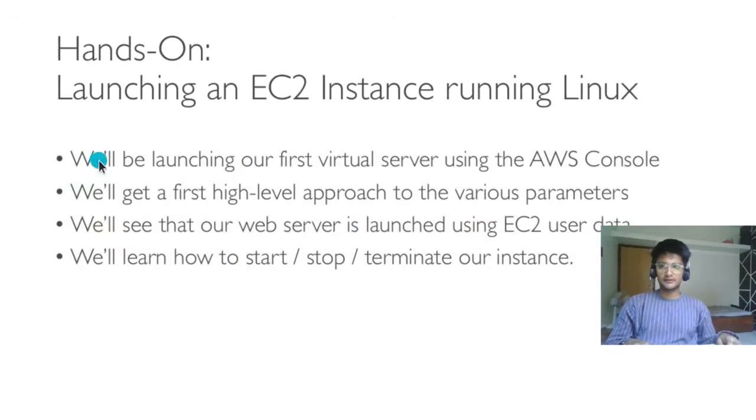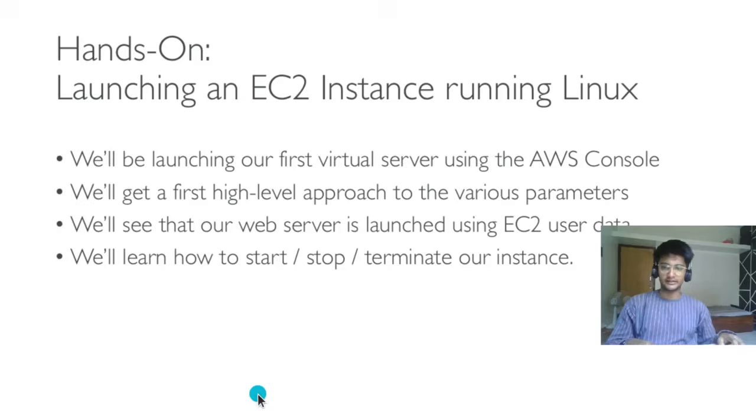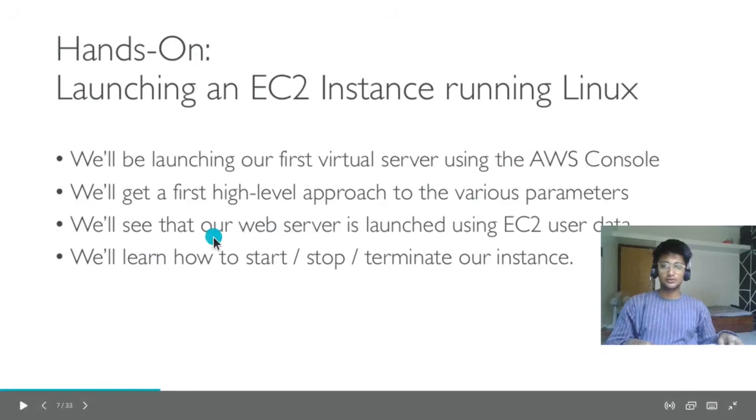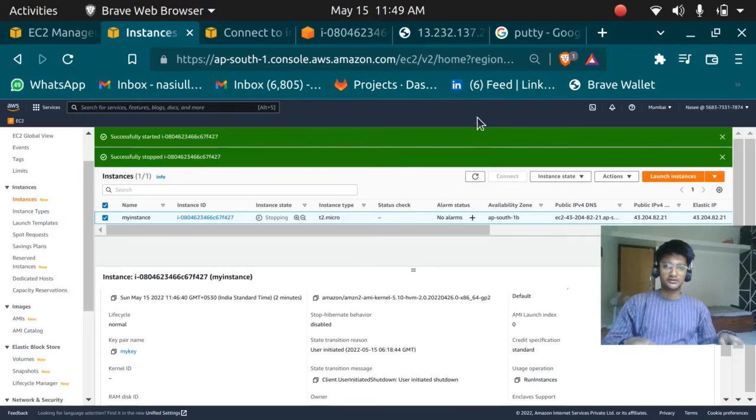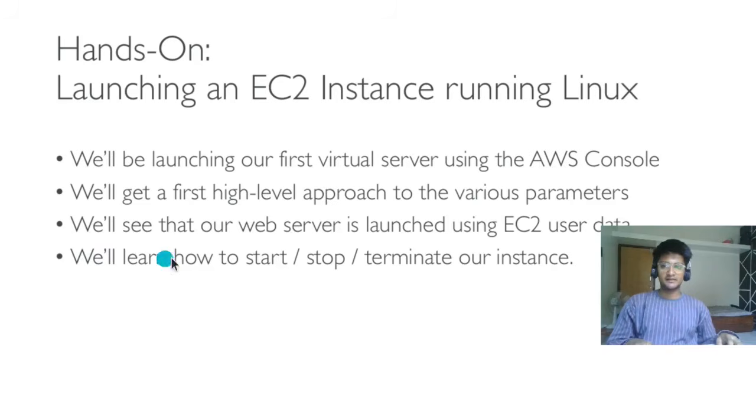So we talked about the launch. We have launched our first server using the AWS console. We have got the first high level approach on what AWS parameters are, what an Amazon ID is, and all the details about that here. We also saw how to create or launch a web server. So we created this one. This is our web server, an Apache web server, with this message on the website. And we have learned how to start, stop and terminate our instance.